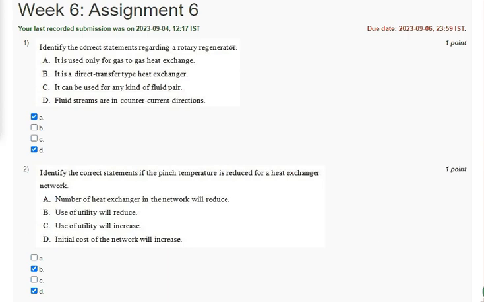So let's start the assignment. The last date of submission of this assignment is 6th of September 2023.